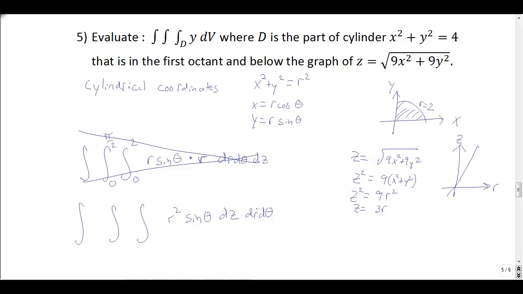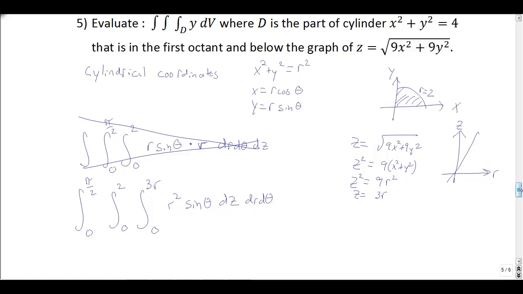And so what I get now is z goes from 0 to 3r, r goes from 0 to 2, theta goes from 0 to pi over 2. And now I've got something I can actually integrate.